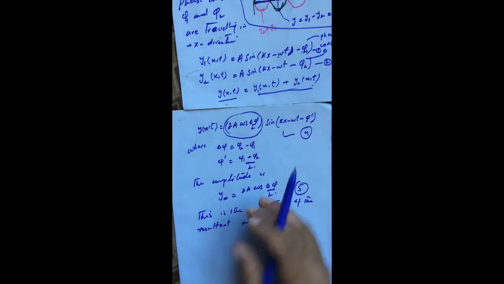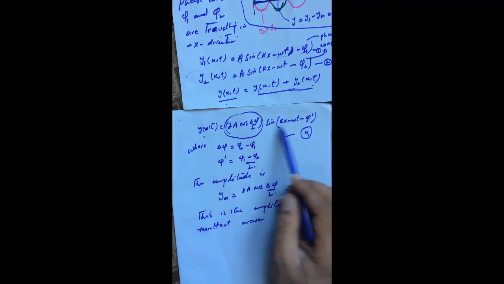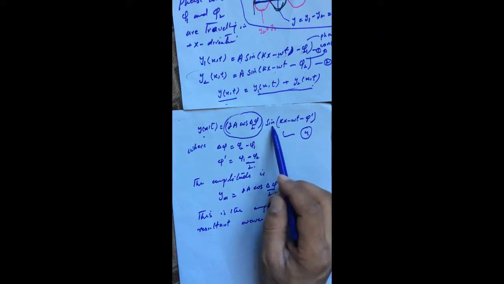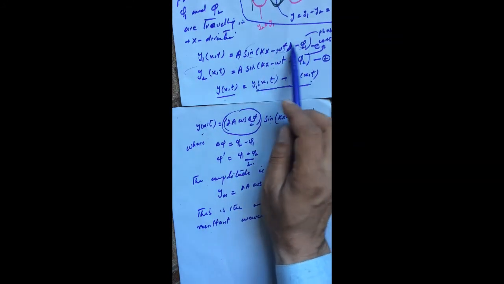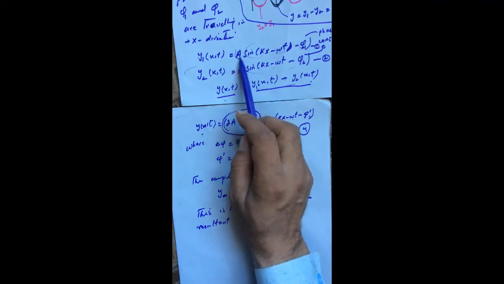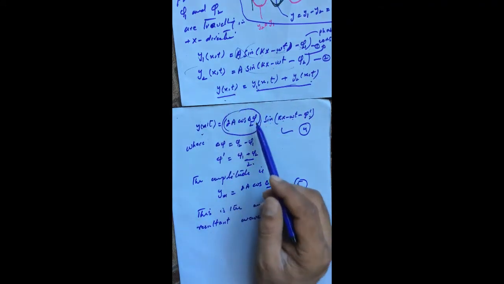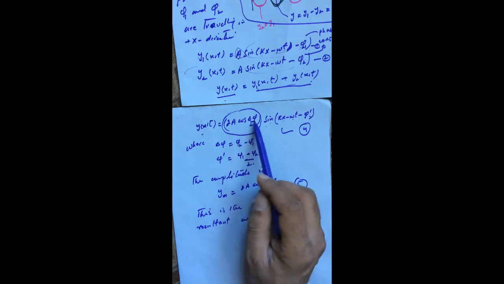Now the amplitude, this is the resultant wave, which is also a sinusoidal wave, because we have sin(kx - ωt - φ'), same as this or this. Here the amplitude is 2a cos(Δφ/2). So the amplitude is this one. This is the amplitude of the resultant wave.